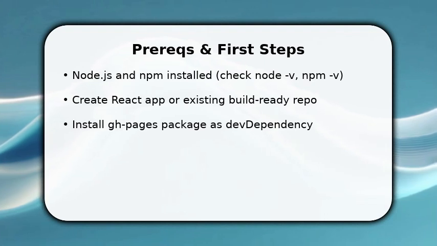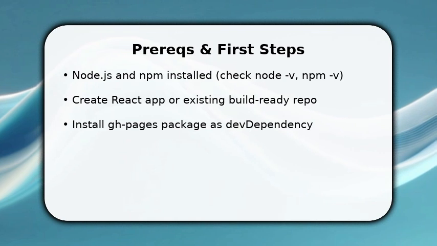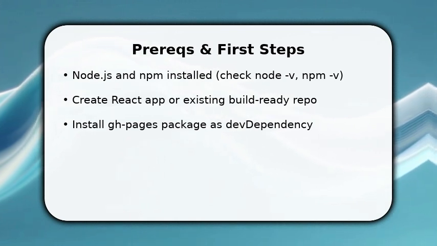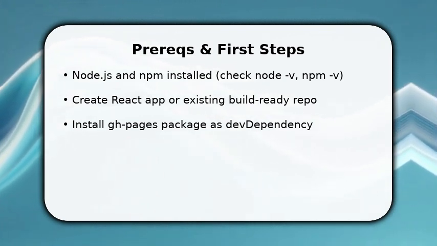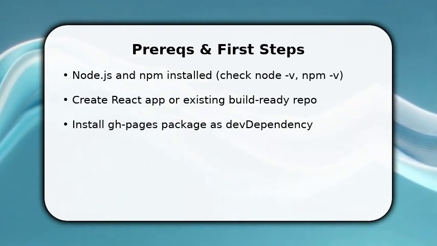Enjoy the video. You start by confirming prerequisites and then act. Make sure Node and NPM are up to date and that you have a React project initialized. Once done, add the gh-pages package as a dev dependency so deployment scripts can run.